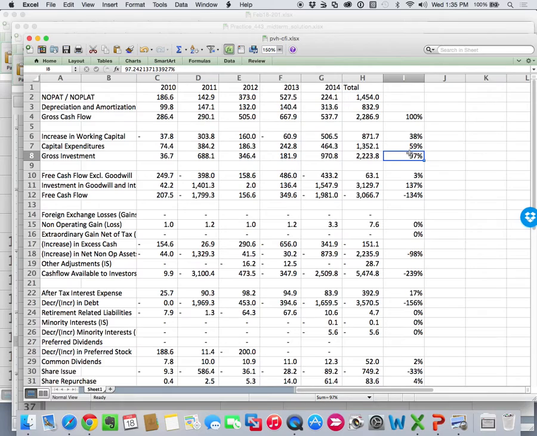So free cash flow before goodwill, $3 billion. Free cash flow after goodwill, negative $3 billion. Or 134% negative. They basically spent 134% reinvestment on 100% cash flow. So that should tell you something. Tell you what? They're going to have to go get that money from somewhere.